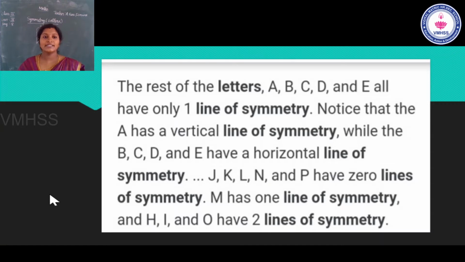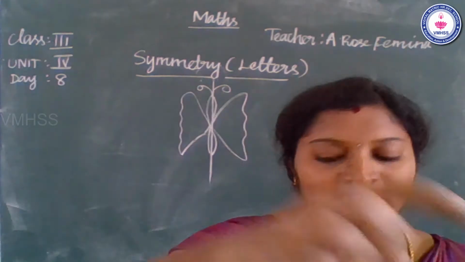So what is today's topic? Symmetry letters. The letters A, B, C, D and E all have only one line of symmetry. Only one line of symmetry. What are the letters? A, B, C, D, E. See the board.